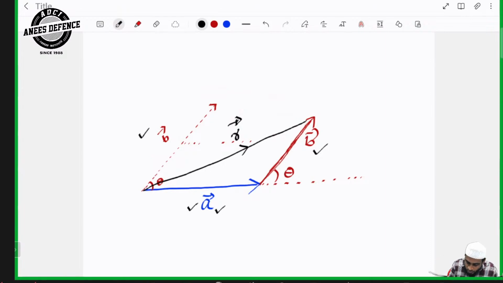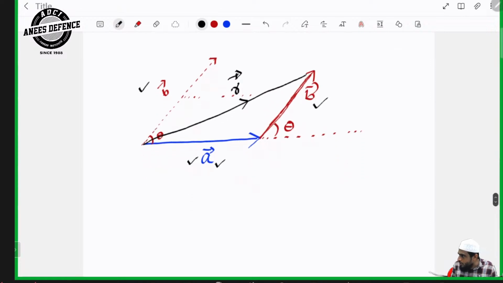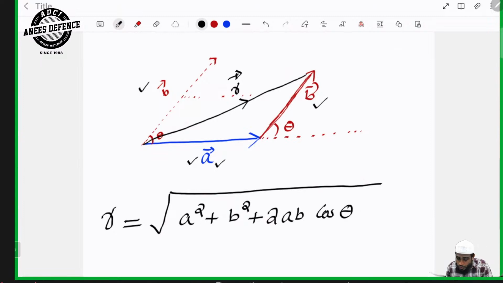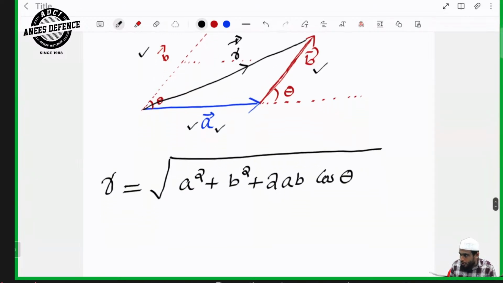Understood? Yes, sir. So if such vectors A and B are given, the resultant vector magnitude can be represented as R equals root of A square plus B square plus 2AB cos theta. What is theta? This angle. Then I will show you some cases.